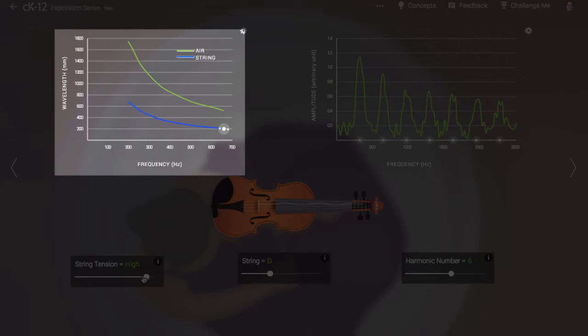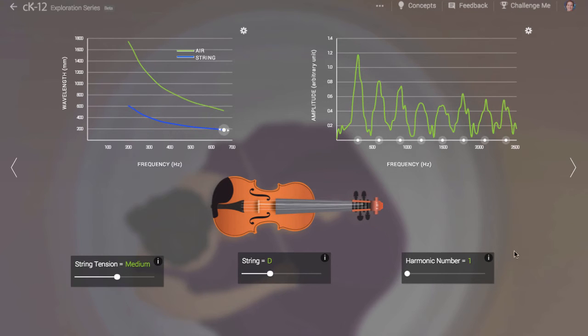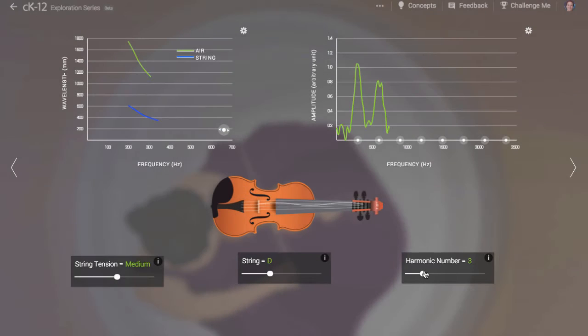If the string were simply oscillating at a single frequency, it would sound very hollow, like a computer chirp. The string is actually oscillating at many different frequencies at once. Let's adjust the harmonic number. This shows us all the different ways the string is vibrating at the same time. The sound produced by the string is represented in the graph on the right.